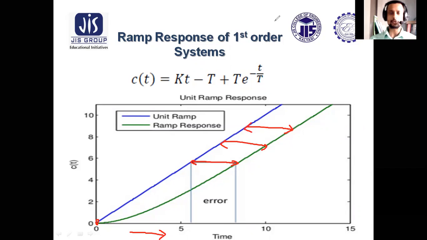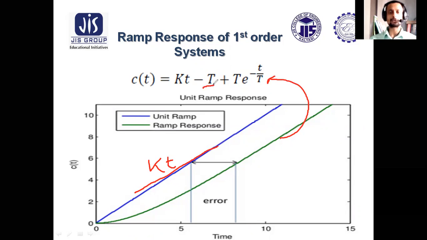This gap is known as the error. As mentioned here, this gap is known as error. So what should be the error? The blue line is following the kt equation, and the green is following this equation. So the deviation is of T times e to the power minus t, plus this amount.